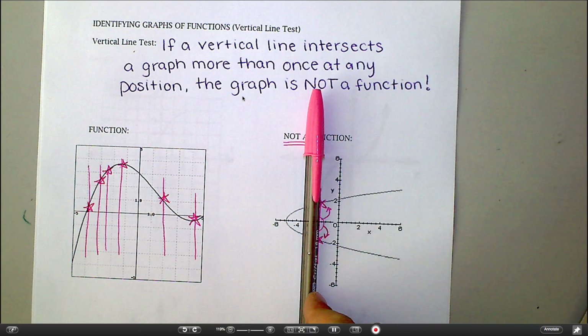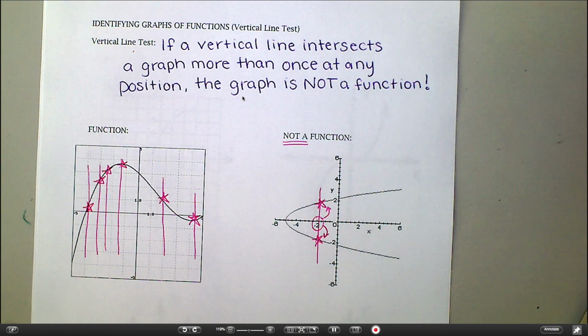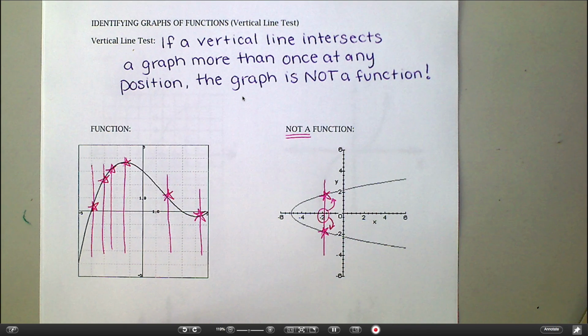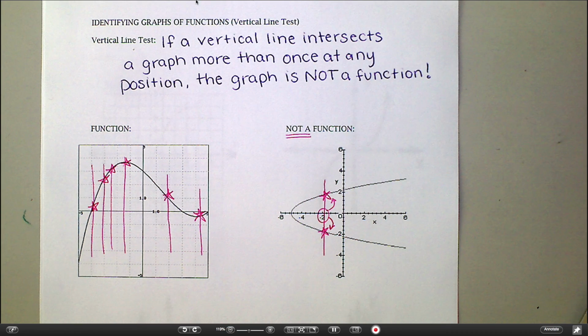Anytime you pass the line through the graph and it hits the graph more than one time, then the graph is no longer a function. And that's really it for this piece of the lesson. I got one more piece to go.